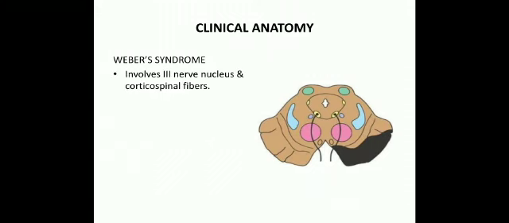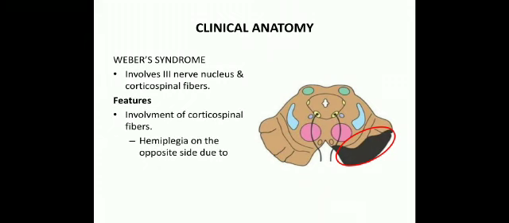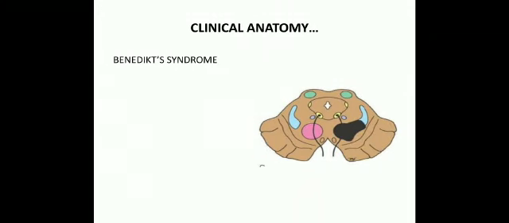It involves the third cranial nerve nucleus and the corticospinal fibers. The features are: involvement of corticospinal fibers gives rise to hemiplegia on the opposite side. The paralysis of the third nerve makes the pupil point downwards.